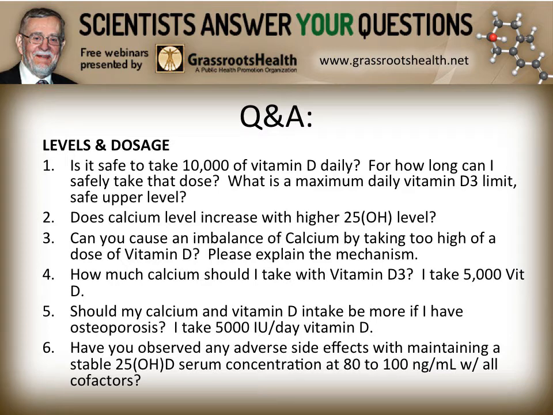The first question has to do with the safety of 10,000 international units per day. The Endocrine Society of the United States issued a set of guidelines for practicing endocrinologists just almost 2 years ago, and they designated 10,000 IU per day as a safe intake for everybody. They didn't recommend that much, but they said it was safe. And I can't think of very many situations where 10,000 might be required, but as I've said, it's safe.